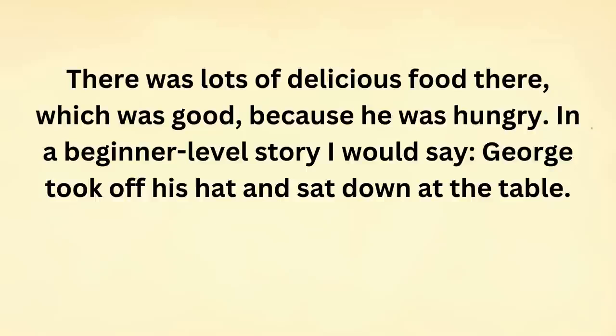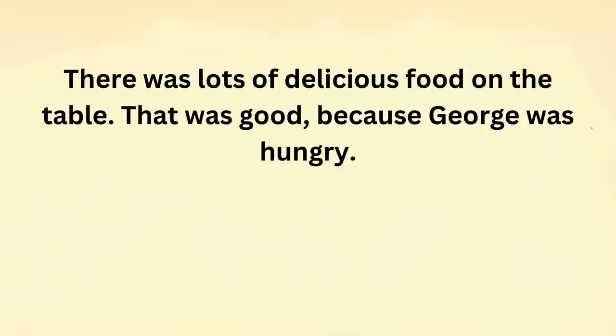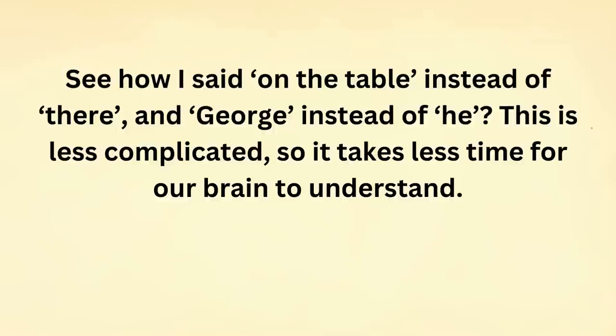There was lots of delicious food there, which was good because he was hungry. In a beginner-level story, I would say George took off his hat and sat down at the table. There was lots of delicious food on the table. That was good because George was hungry. See how I said on the table instead of there, and George instead of he. This is less complicated, so it takes less time for our brain to understand.